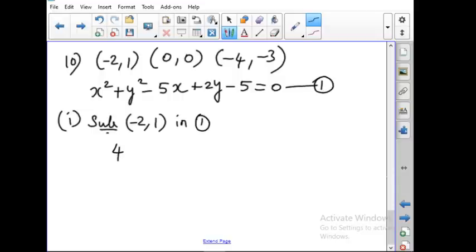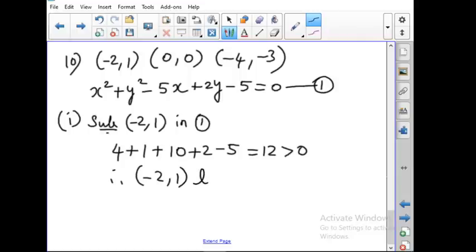Minus 2 whole square is 4, plus 1, plus minus 5 into minus 2 is plus 10, plus 2 minus 5. So what is the answer now? Plus 5 and minus 5 get cancelled. It is equal to 12. It is greater than 0. Greater than 0 means the point minus 2 comma 1 lies outside the circle. Less than 0 means inside the circle. Greater than 0 means lies outside the circle.